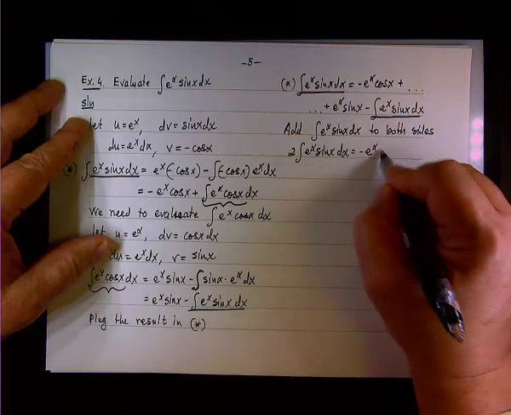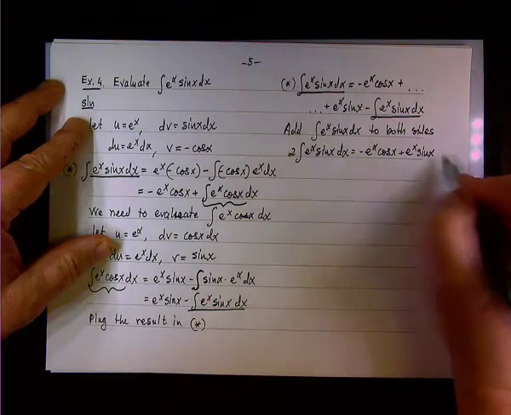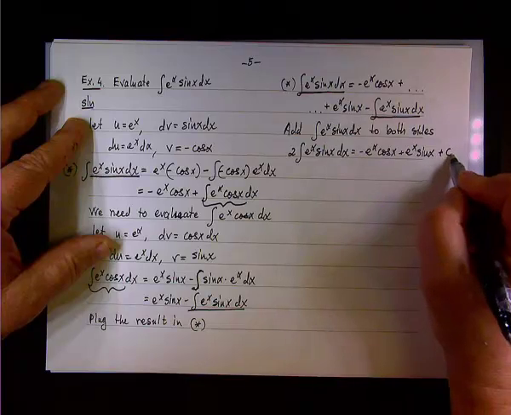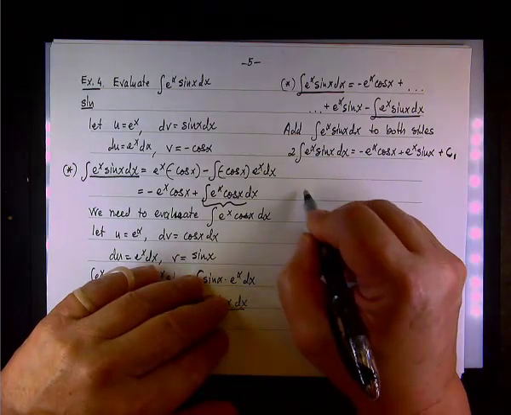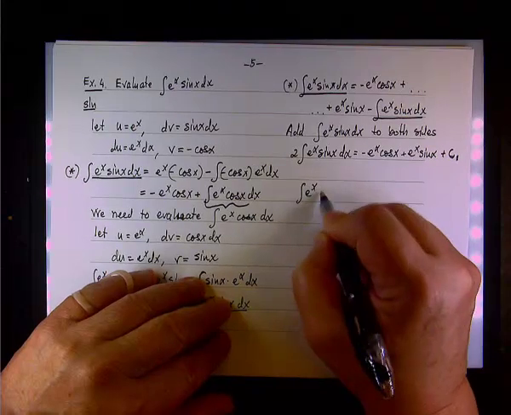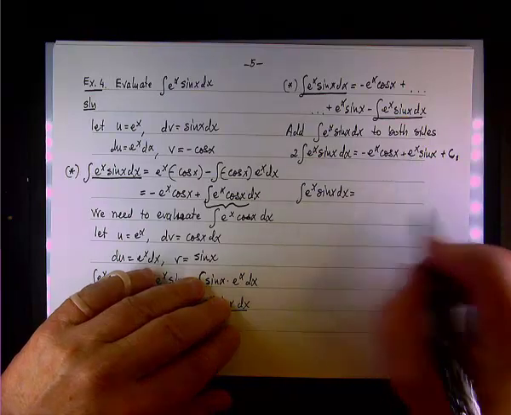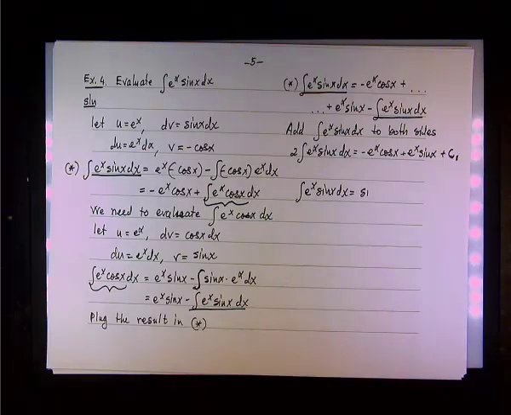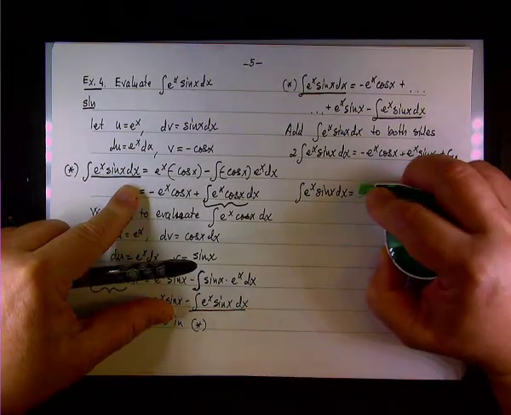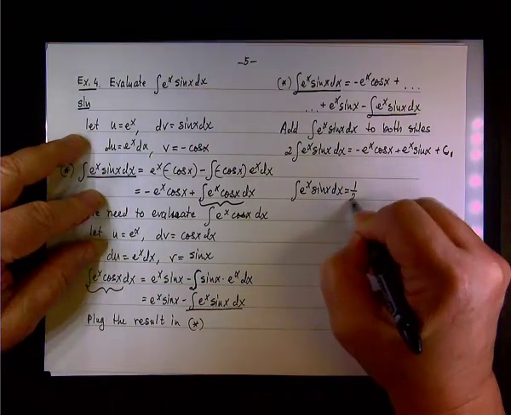and get 2 times the integral of e to the x sine x dx equals negative e to the x cosine x plus e to the x sine x, plus, now I can put the c here, except I'll call it c1. And finally, we get the result. The integral of e to the x sine x dx will be, I'm going to factor out e to the x. First of all, I have 1/2 in front, so let me make sure to write it, because I'm dividing everything by 2.